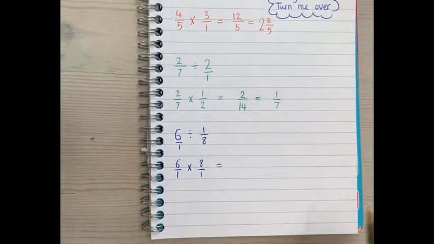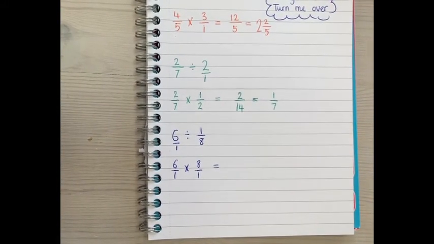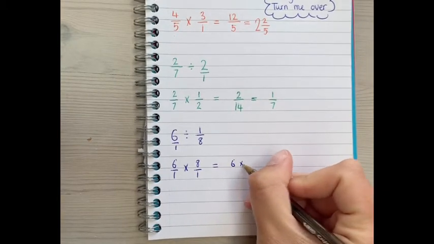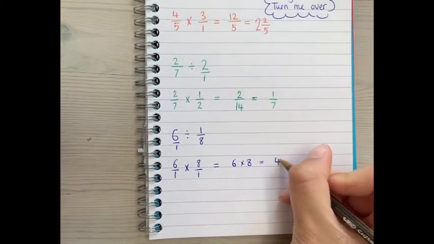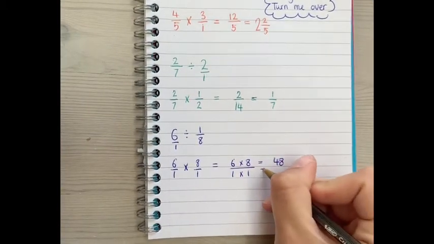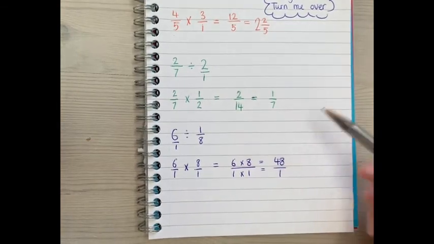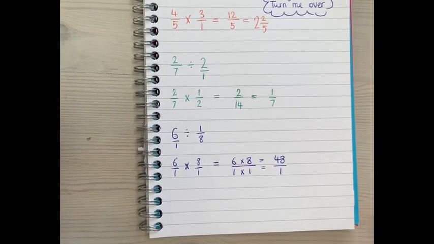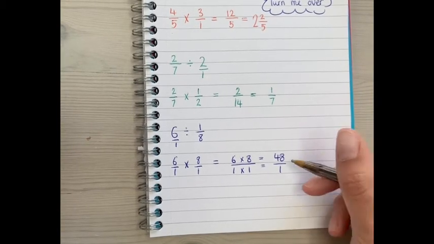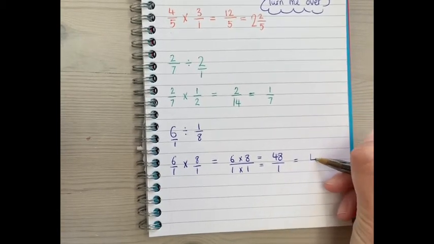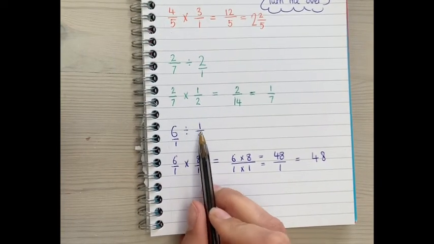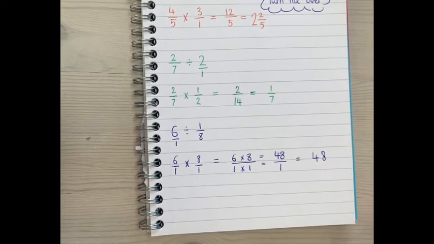Okay, so now we can multiply our numerators together. So it would be 6 times 8, which is 48. And then 1 times 1, which is easy, 1. Now, obviously that is an improper fraction, but also it's a really easy mixed number to create because it's just 48 divided by 1, which is 48. So 6 divided by 1/8 gives you 48.